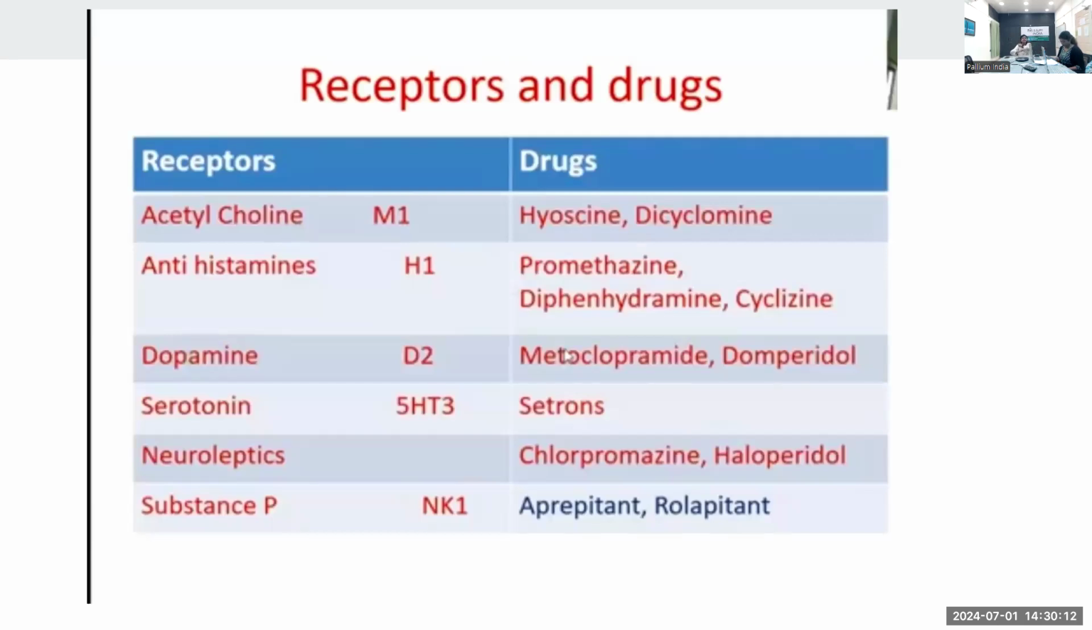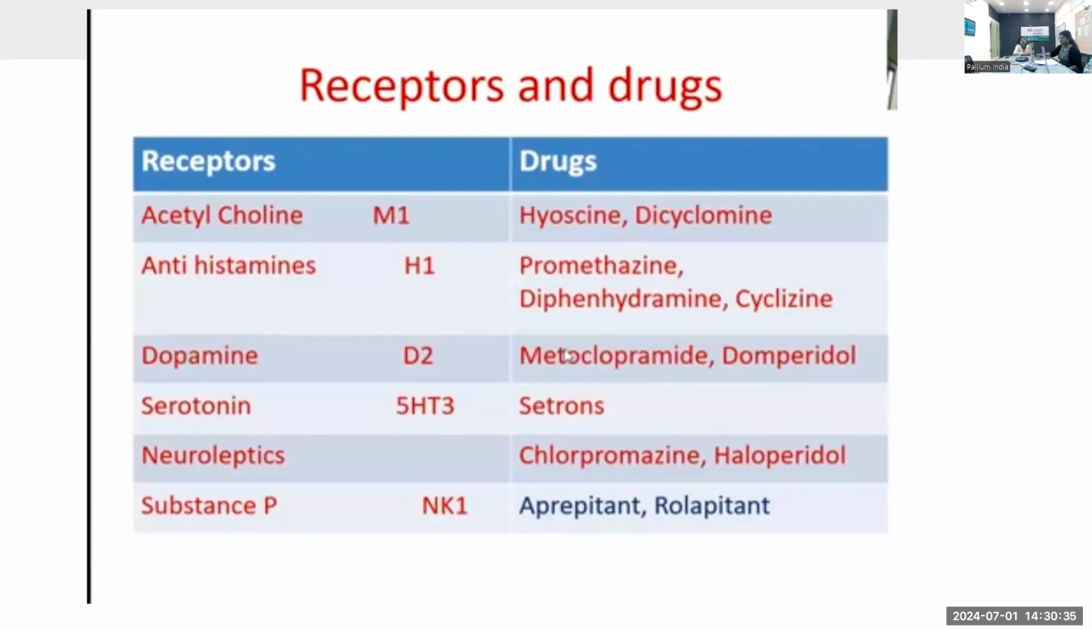So this is a classification based just on receptor. I'm just showing the examples. We already know this. M1 receptor blockers, we give hyoscine, dicyclomine for motion sickness. Avomine, very, very common, right? H1 blockers, antihistamines, we also give in this vestibular apparatus problem. Promethazine, diphenhydramine, cyclizine, all these are commonly used.